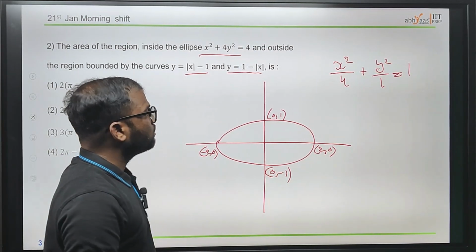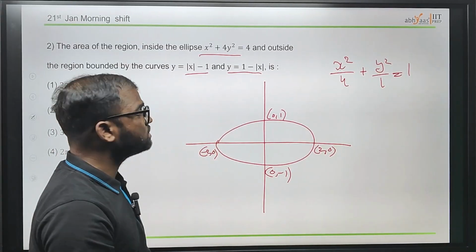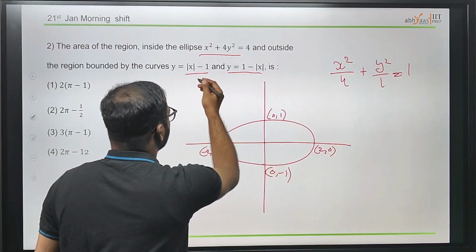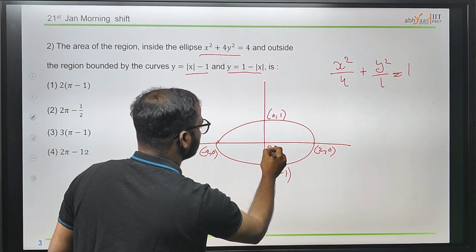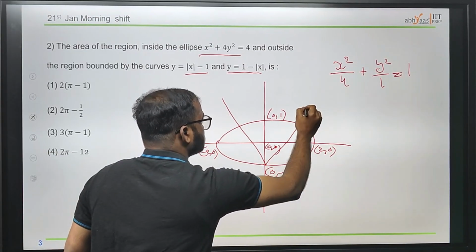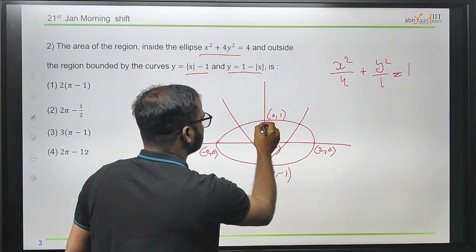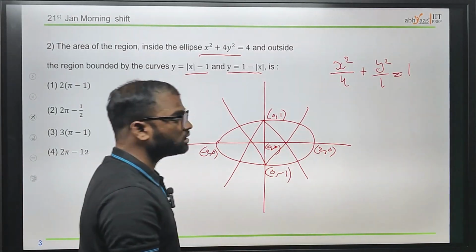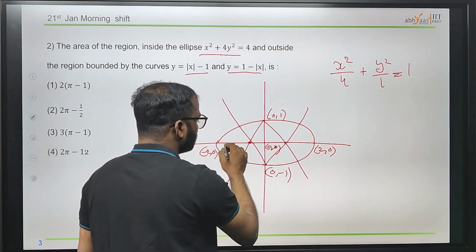Okay, now we have another curve, which is y equal to mod x minus 1. Here we just ignore the part around 0 comma 0, and take it from here, like this. Similarly for this one, it's inward, like this one. If we observe, we have a rhombus here, and we have the ellipse.